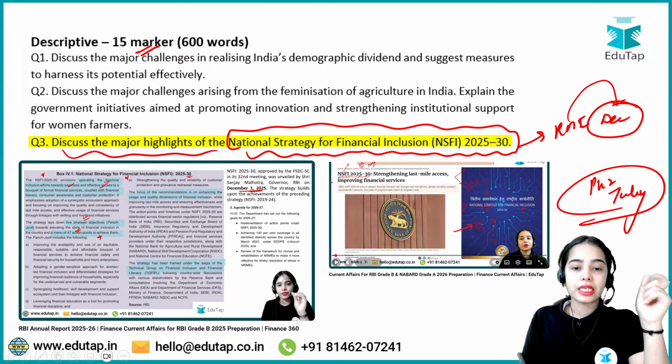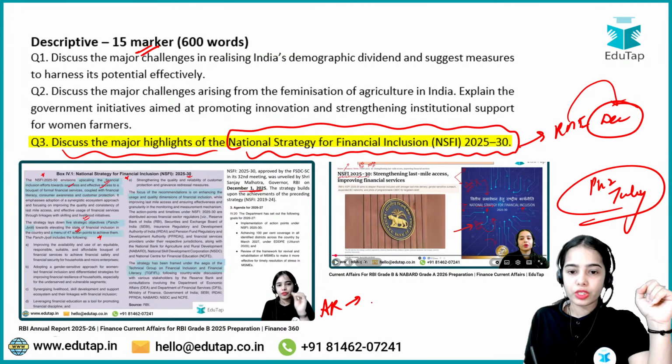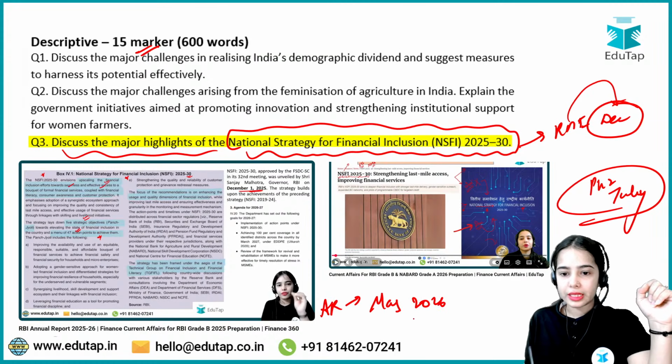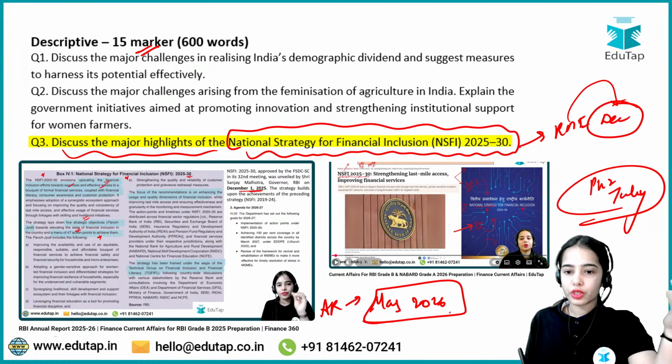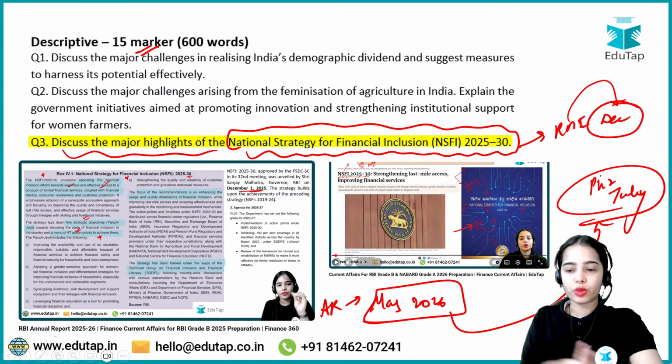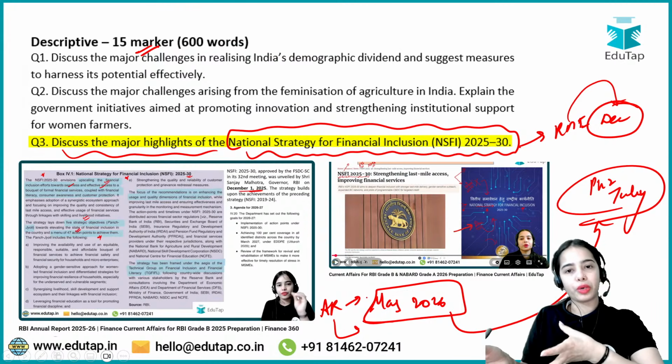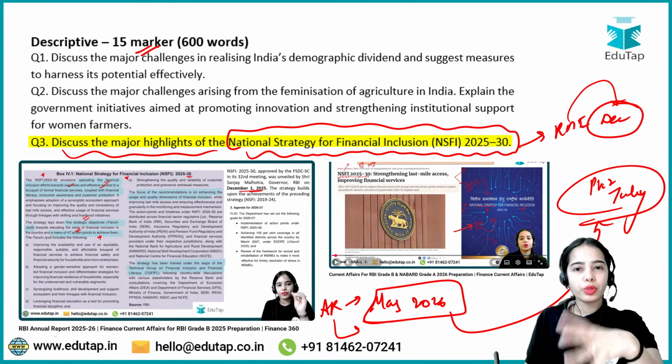But remember this: the annual report was released in May 2026, at the end of May. So nearly 1 to 2 months before the examination, the annual report was released.